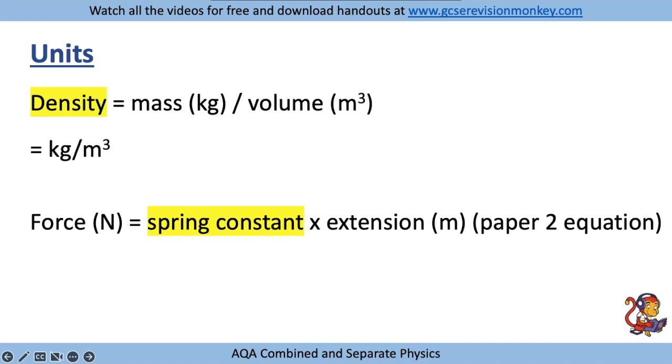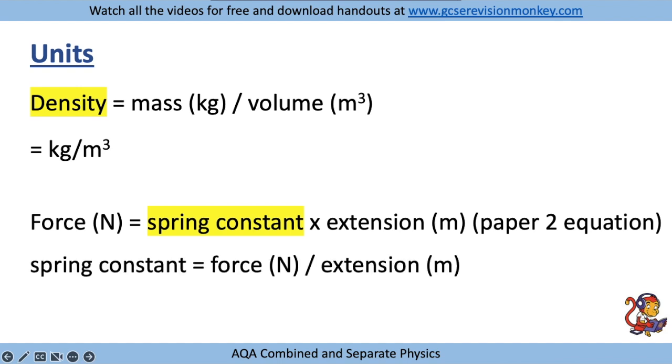So force is newtons, extension is meters. So if you rearrange this equation, you get spring constant equals force divided by extension. So the units for spring constant are therefore newtons per meter, because that's what you have to do if you're calculating it in that equation.